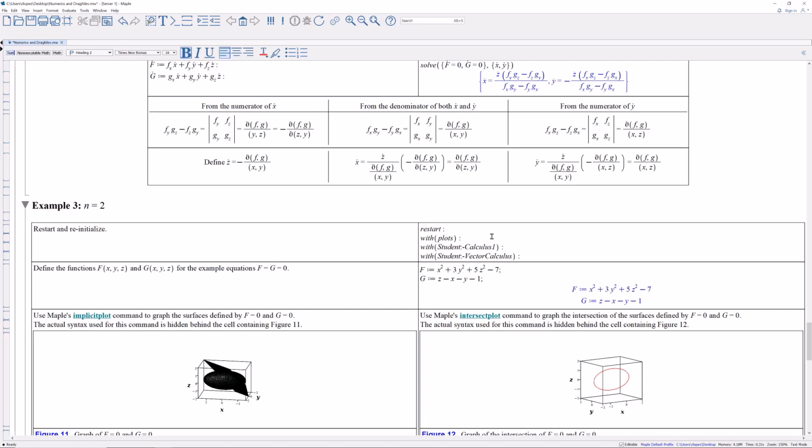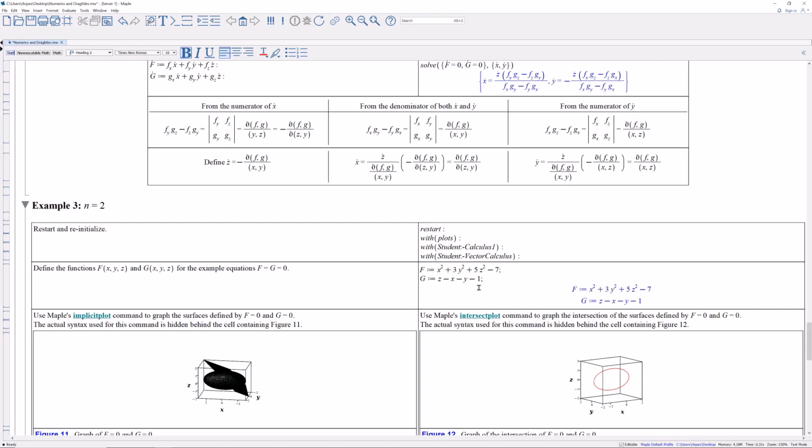So let's restart Maple. We're going to use plots, student vector calculus, and student calculus 1. We need some functions, so I made some functions. This is an ellipsoid. This is a plane. I want to intersect these two. There's a solution. It's going to be a circle or an ellipse in space.